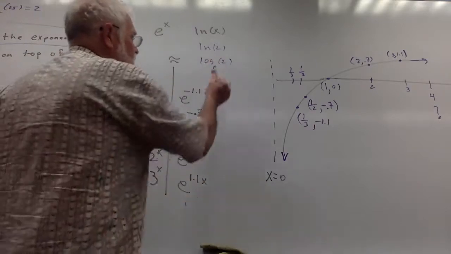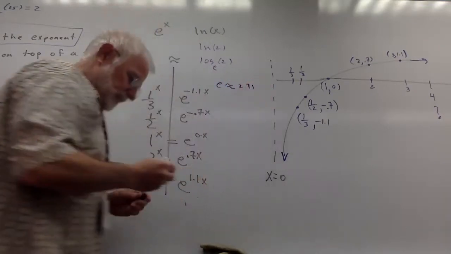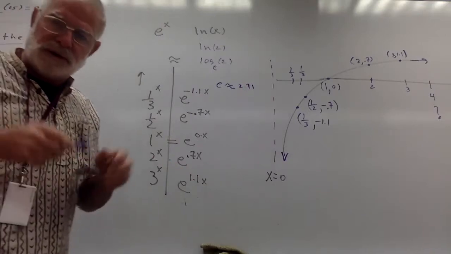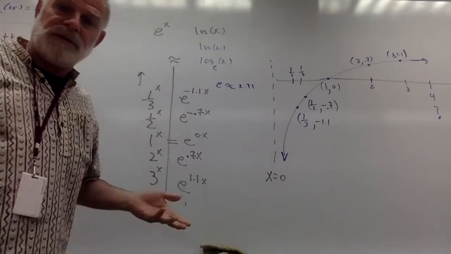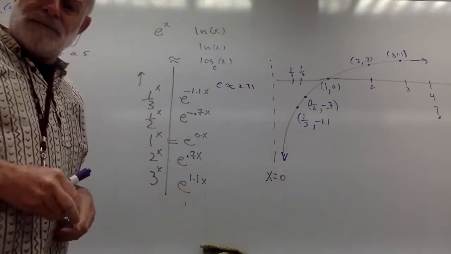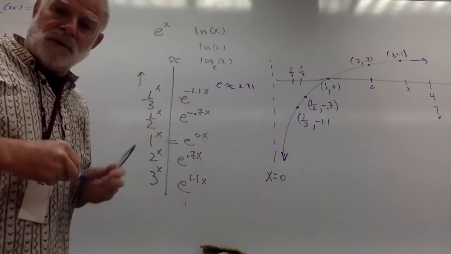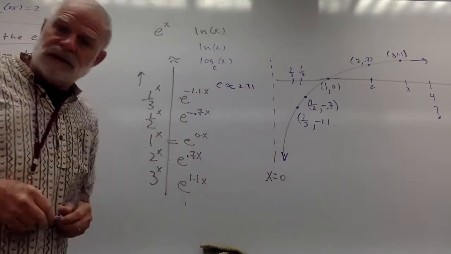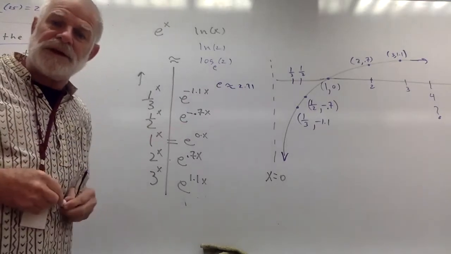E is approximately 2.71, okay? Probably the most important number or approximation in high school math. Maybe pi is for, you know, middle school and whatnot, but this is an extremely important number to work with because a lot of physics and money and banking things are done in e notation.